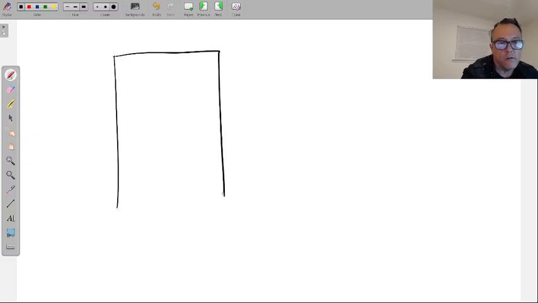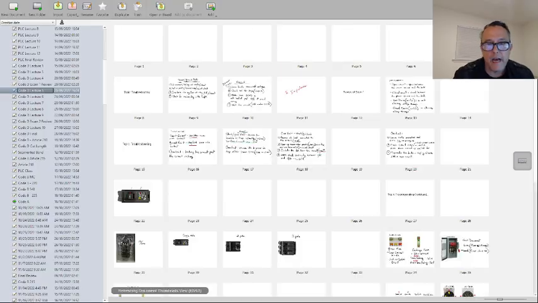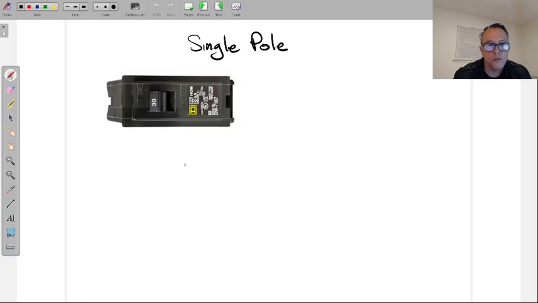So we have panels and we have breakers inside the panels. Now let me show you a couple of breakers so you get an idea of the types of breakers that we have out there. All right, we have single pole breakers that are just going to have one single wire connected to them. This is generally the ones that are going to outlets and lights throughout the house.